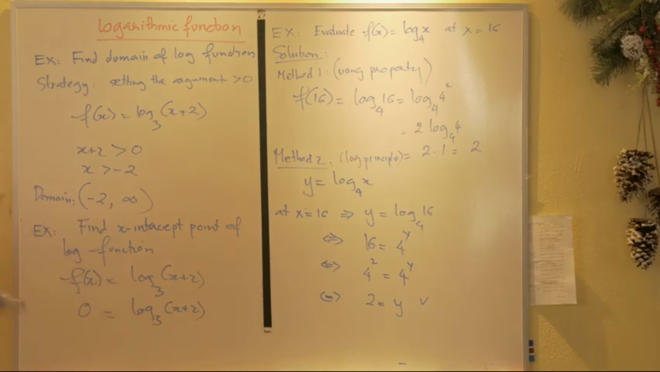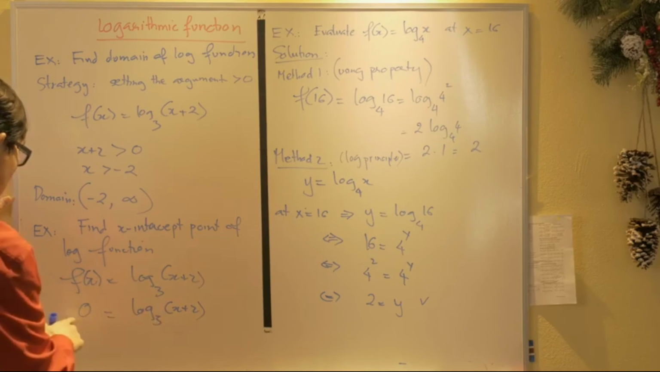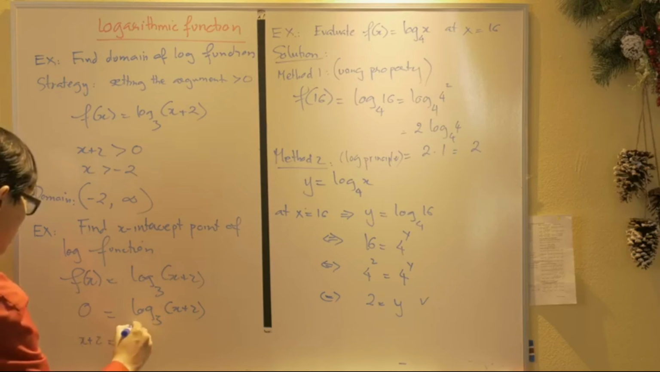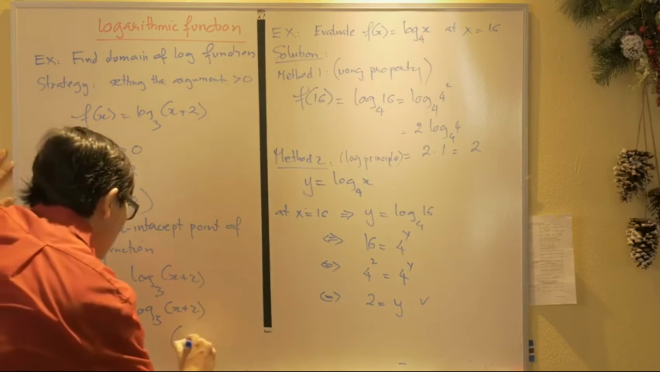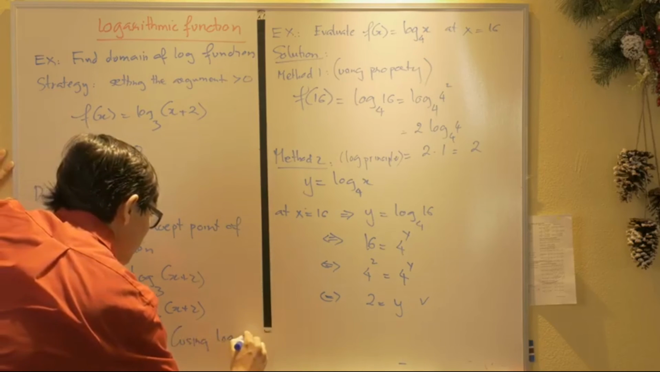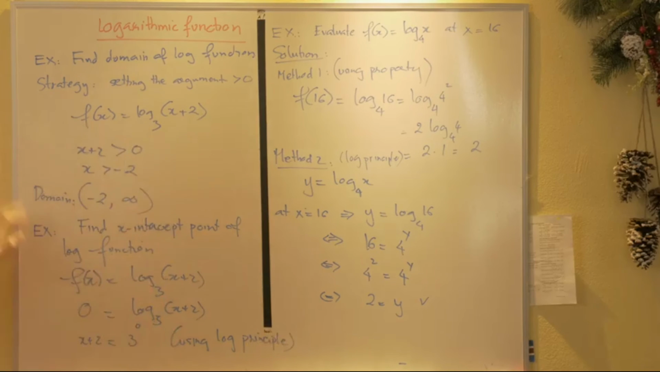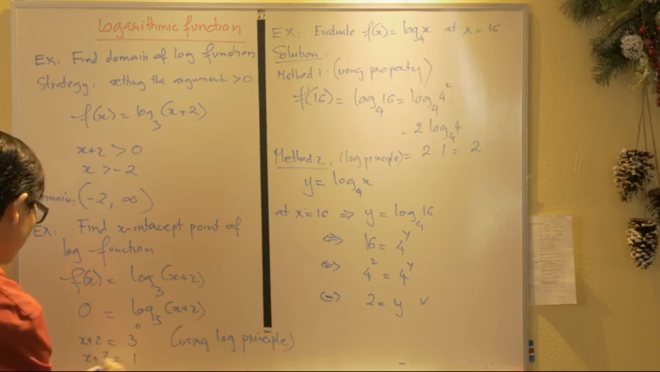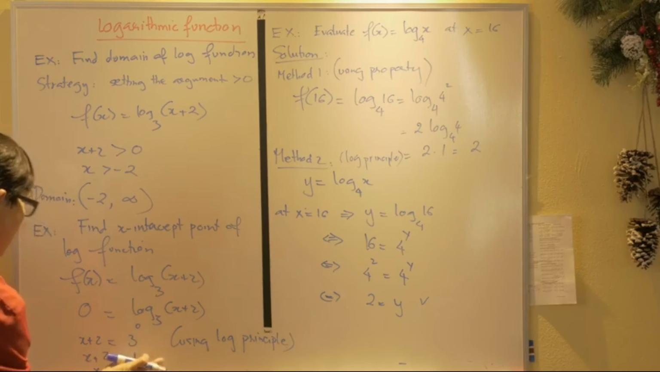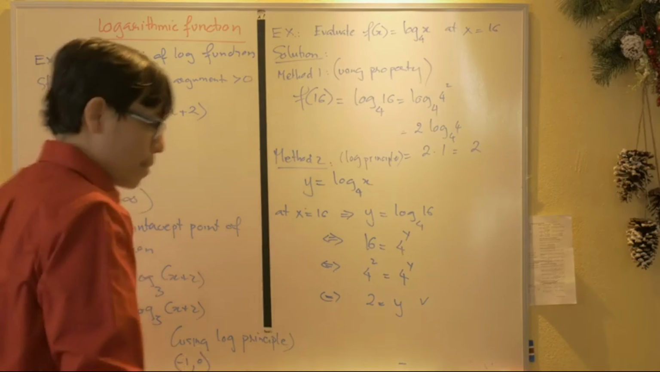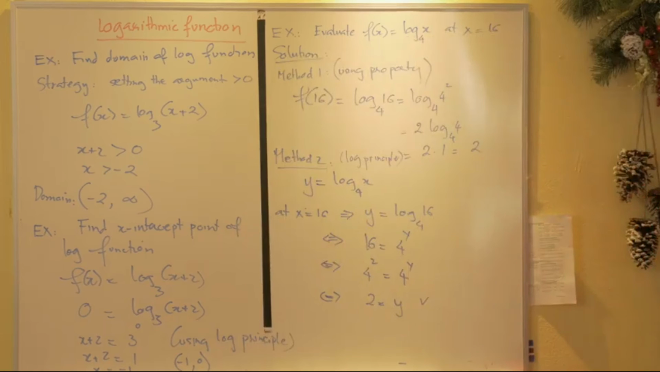Then you use, again, the log principle. So this is your argument, this is your y, this is your base, so x plus 2 equals b to the y, so 3 to the 0, because I'm using the log principle. 3 to the 0 gives you 1, so your x will be negative 1. Then your x-intercept point will be negative 1 comma 0. It's very easy.